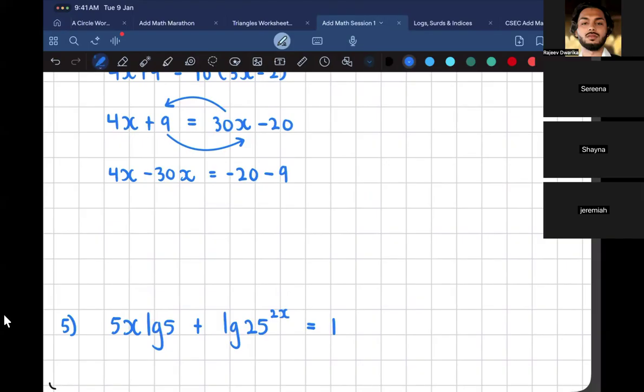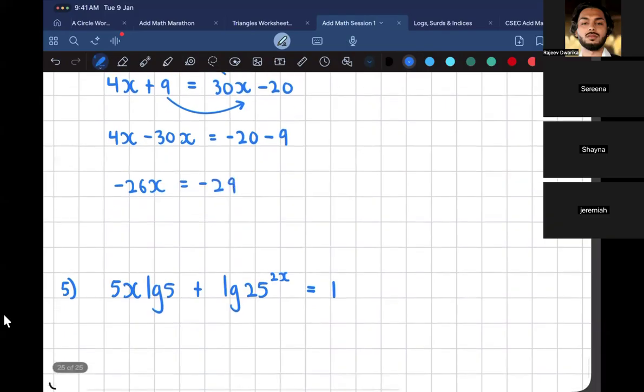26x. 20 minus 26x. Right? And that'll be equal to what? It's minus 20 minus 9. Minus 29. What's the last step? Get the x alone, so divide both sides by minus 26.